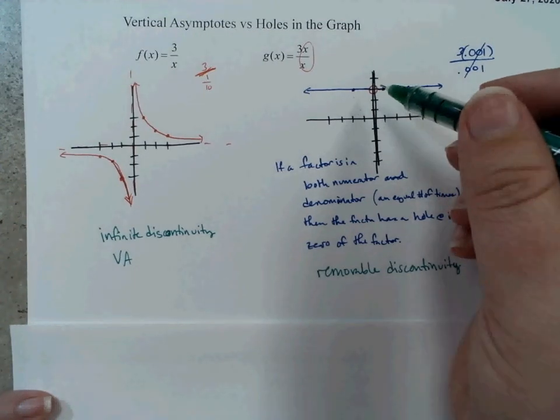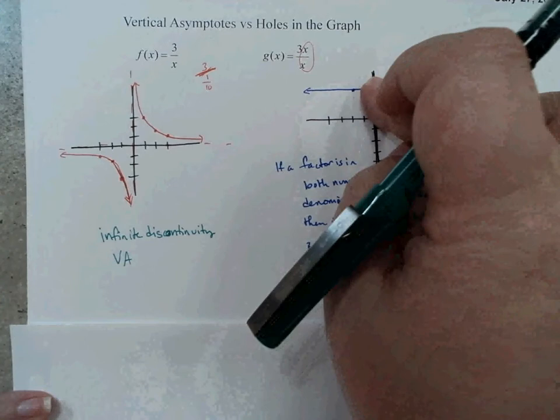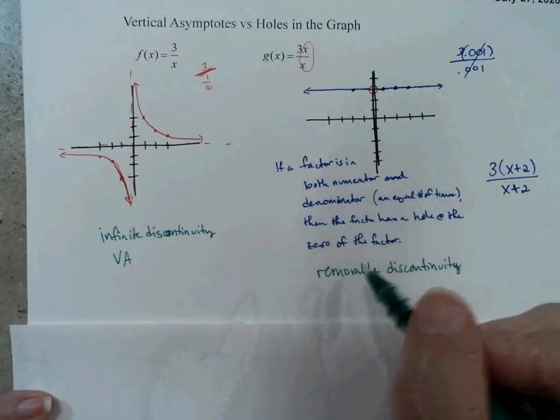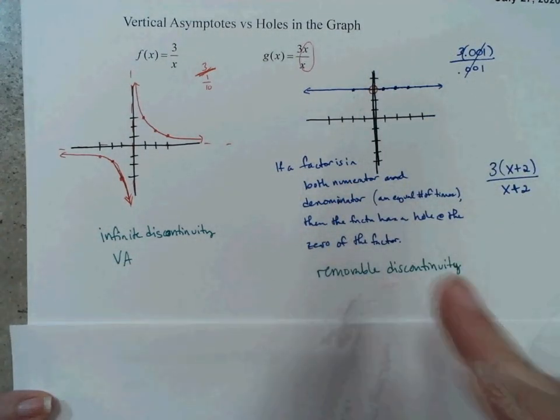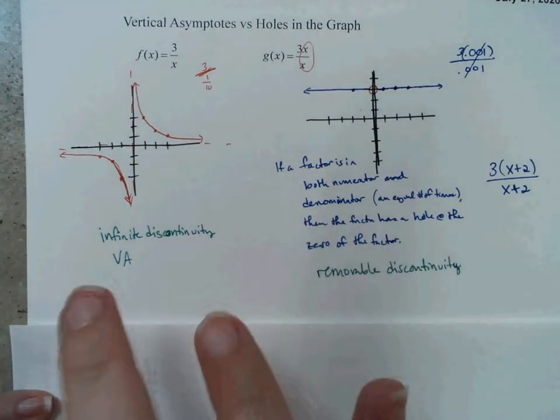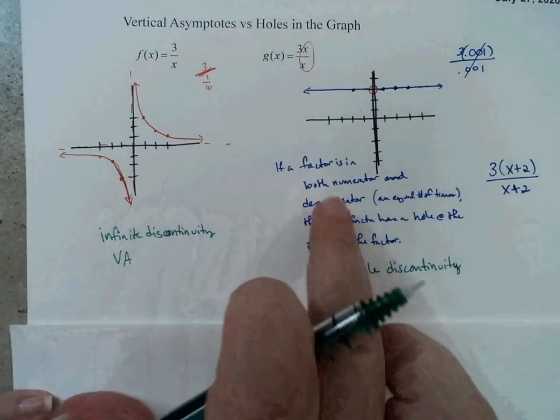And I think of it as like a boat. If you're in a boat in the ocean and you spring a tiny leak, can you fix it? Yeah, you can plug the hole. And so you've removed the discontinuity. You've removed the hole in the graph.